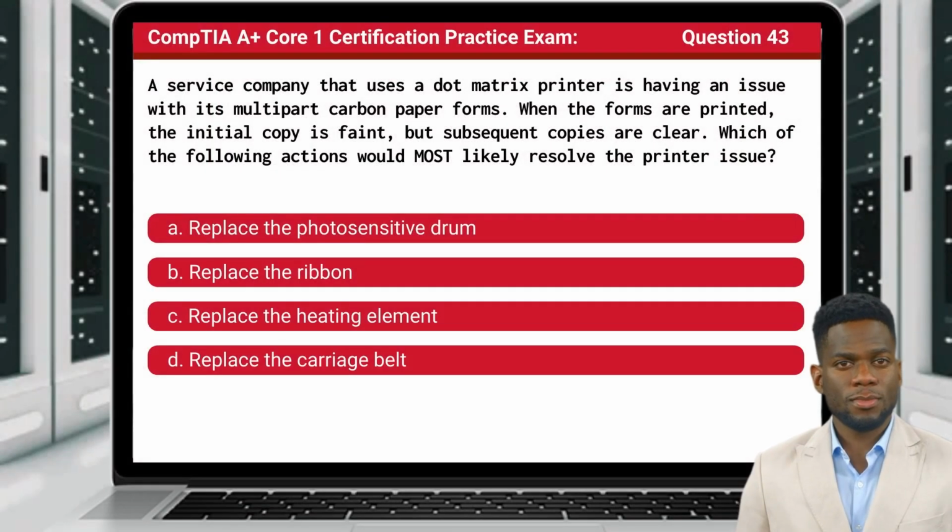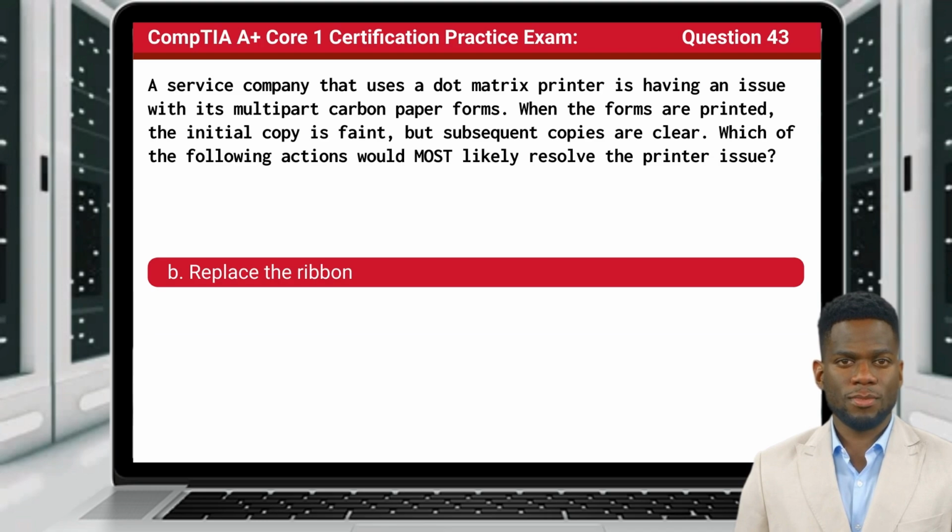Question 43. A service company that uses a dot matrix printer is having an issue with its multi-part carbon paper forms. When the forms are printed, the initial copy is faint, but subsequent copies are clear. Which of the following actions would most likely resolve the printer issue? The answer is B. Replace the ribbon.